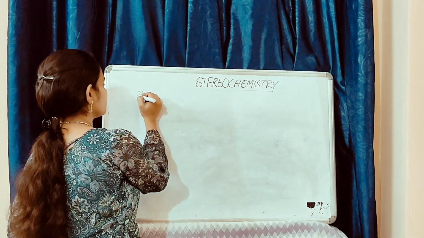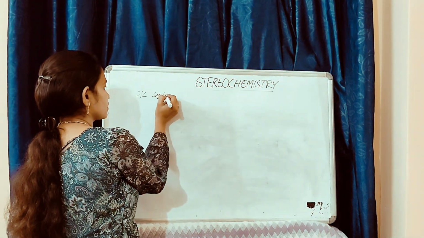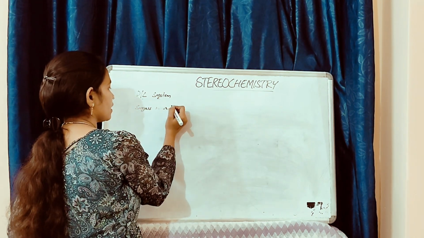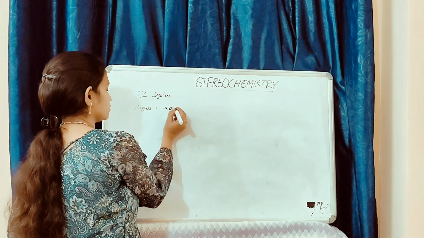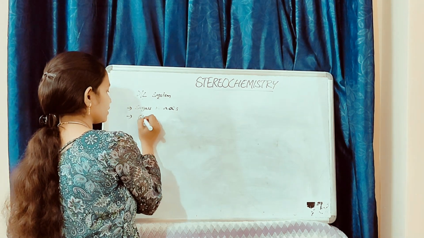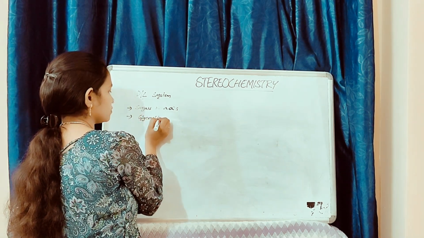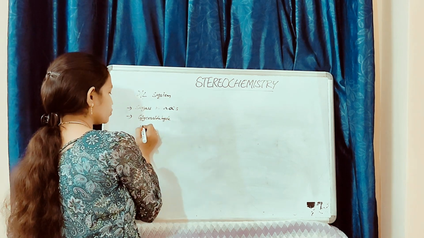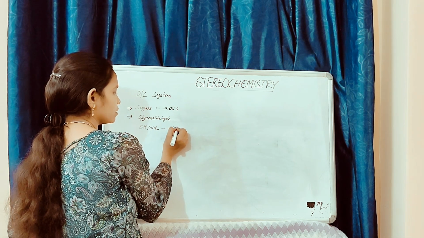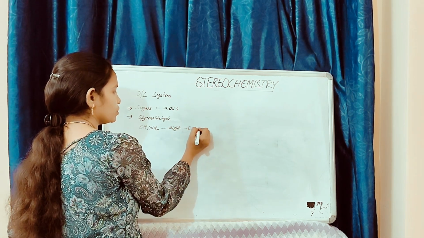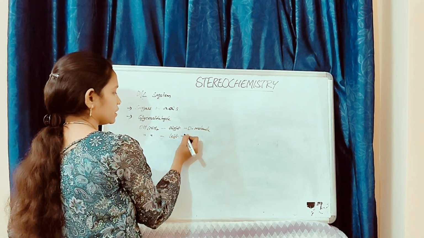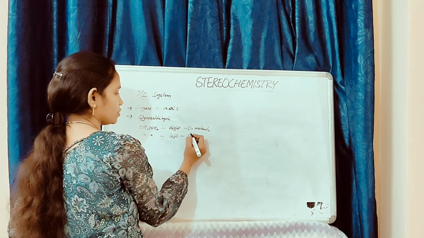For DL system, it is mainly used for sugars and amino acids, mostly based on the reference molecule glyceraldehyde. If the important group, OH or amino group, is on right, then it is D molecule. If it is on the left, then it is L molecule.